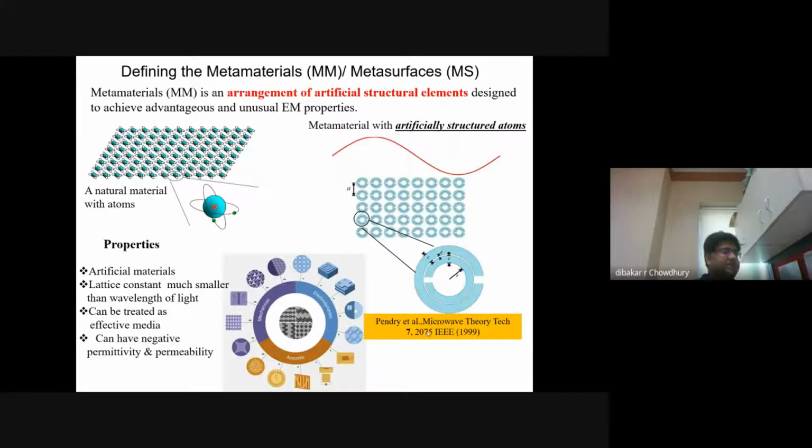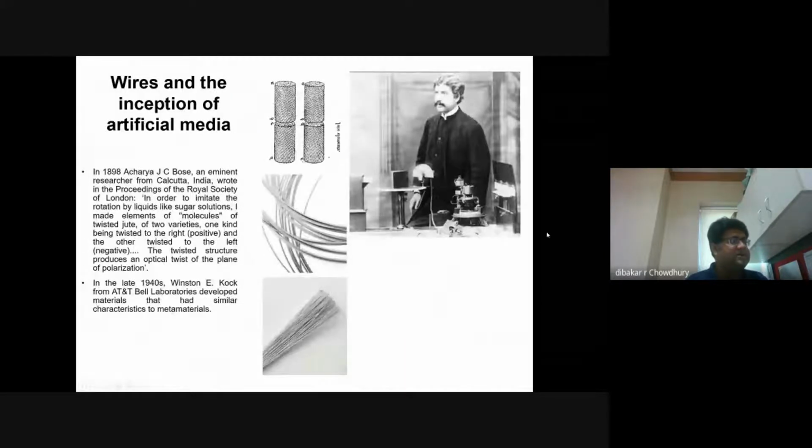Now, although we know or have heard that Pendry first proposed this metamaterial concept in 1999, in 1967 Veselago actually first theoretically predicted that this kind of material is possible. And after 1999, research went very high, and people became very much interested. But what we see is that at the heart of this metamaterial is the resonator, and the resonators are nothing but wires with some twist or some modification.